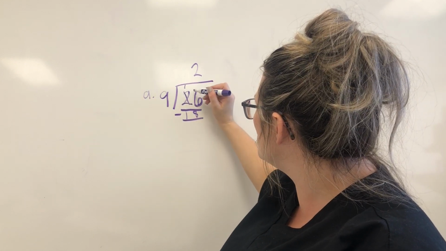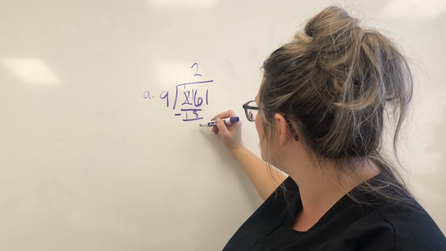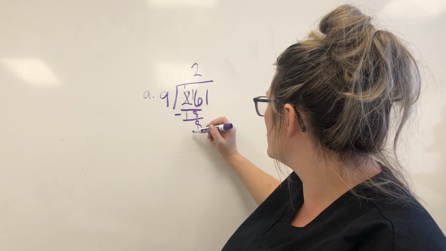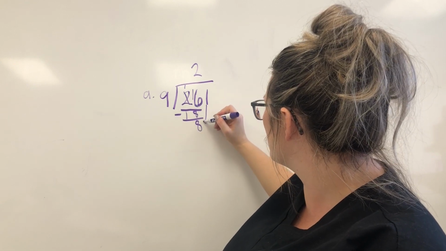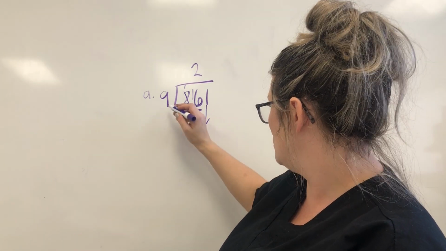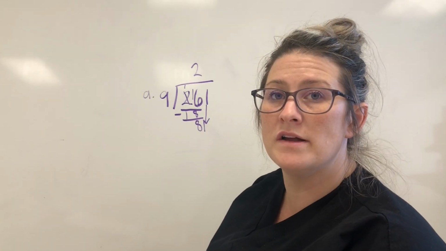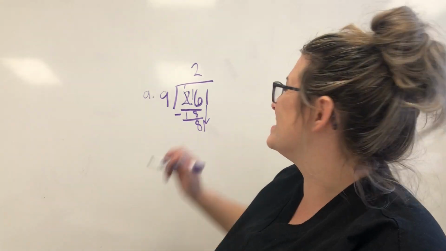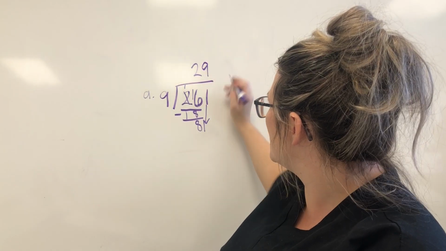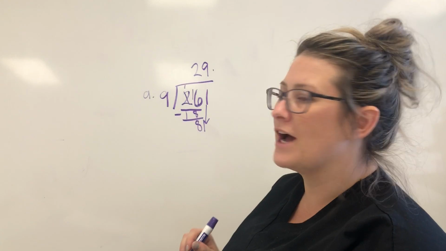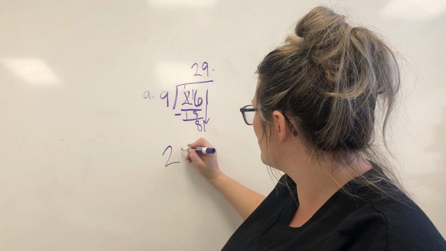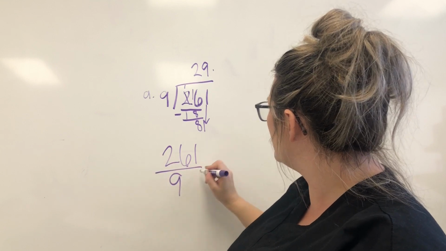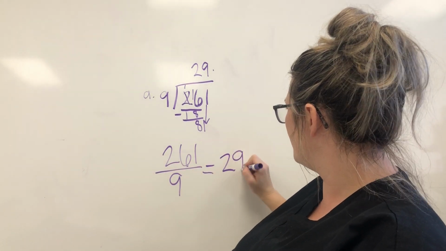2 minus 1 is 1. Now I have 16 minus 18, which is 8, or 6 minus 8, and then 1 minus 1 is 0. So I have an 8, and I'm going to bring my 1 down. Do you know how many times 9 goes into 81? 81 divided by 9 is 9, because 9 times 9 is 81. So this is the number you would have gotten. So then back to writing my fraction over here. 261 over 9 is equal to 29.